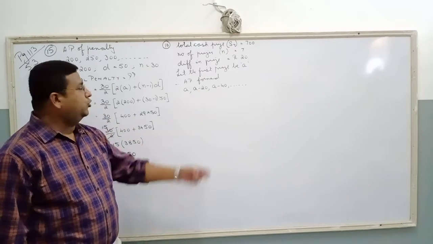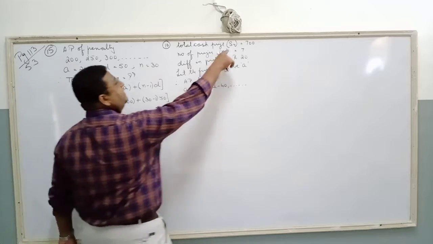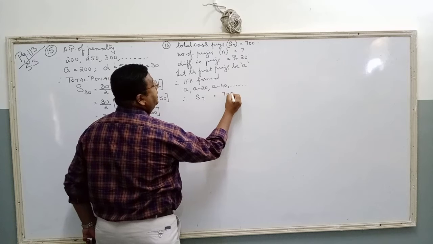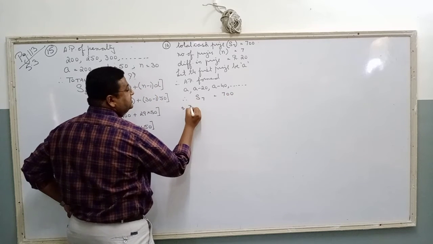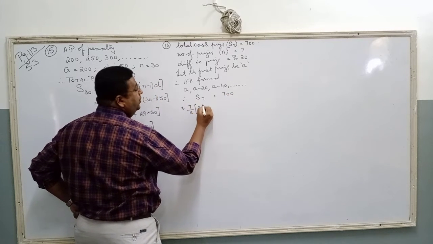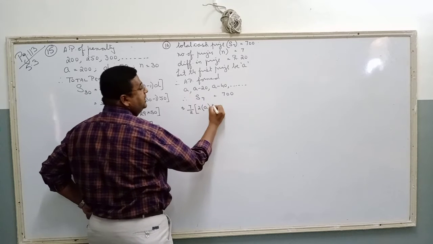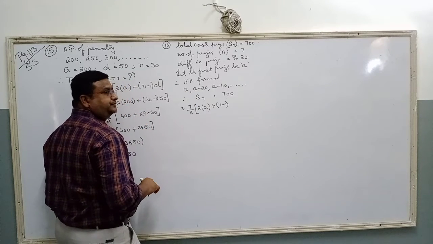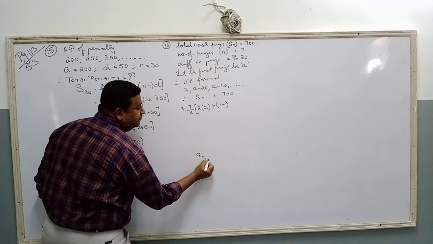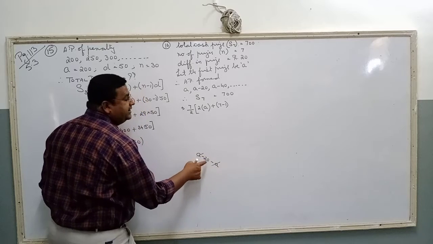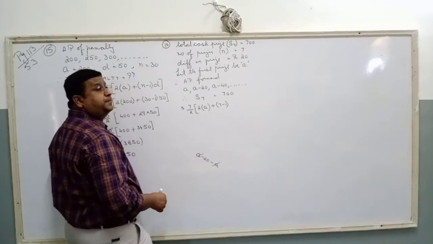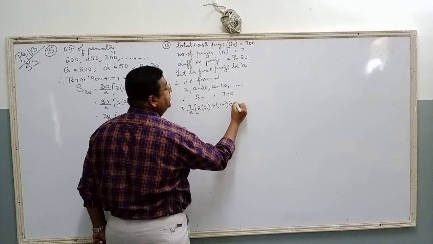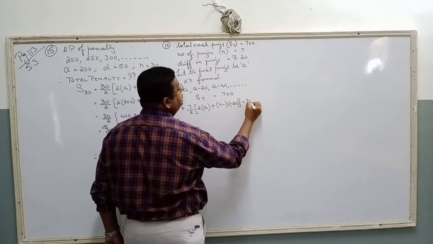Clear? I hope there is a solution. We have S7, apply the formula of S7. S7 is equal to 700, given to us. So S7, 7 by 2 into 2A, that is the first prize, plus 7 minus 1 into D. How much is D? Second term minus first term. D is how much? Minus 20, not plus 20. The difference is 20 less. So it will be 2A plus 6 into minus 20 equals 700.